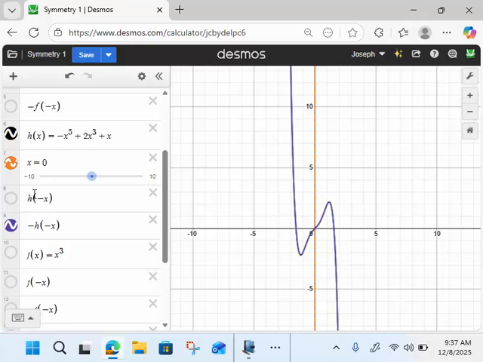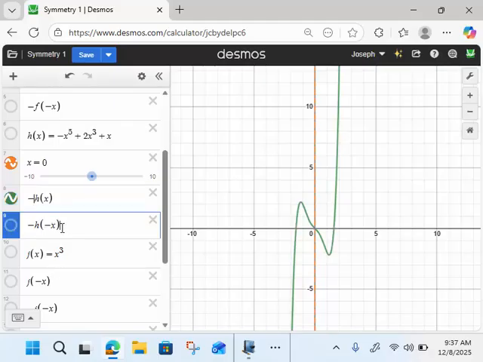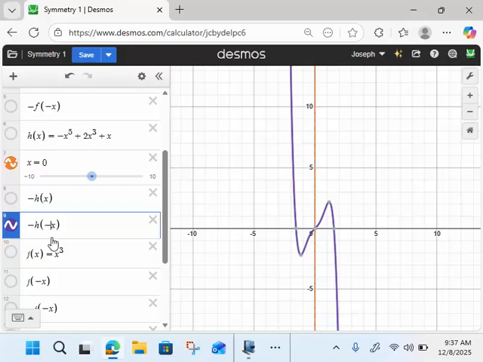So this is the same as this guy. Watch this. Since this is the same as this, that means this guy is the same as that. All right, it's an odd function.